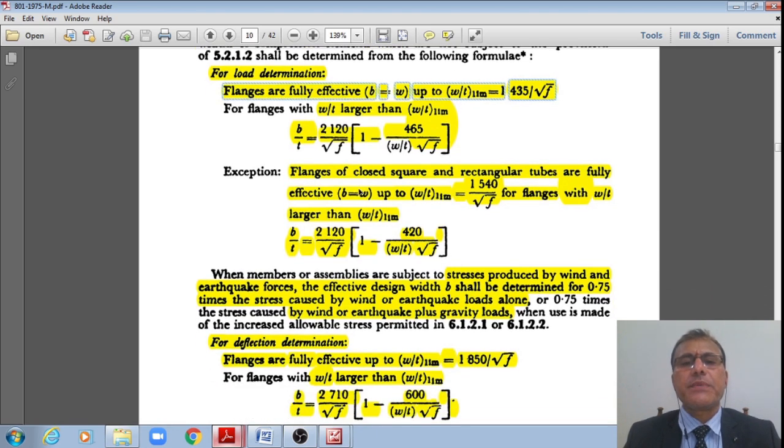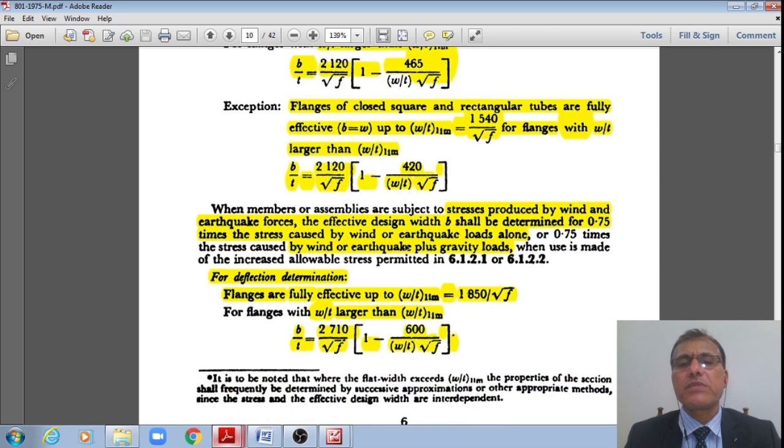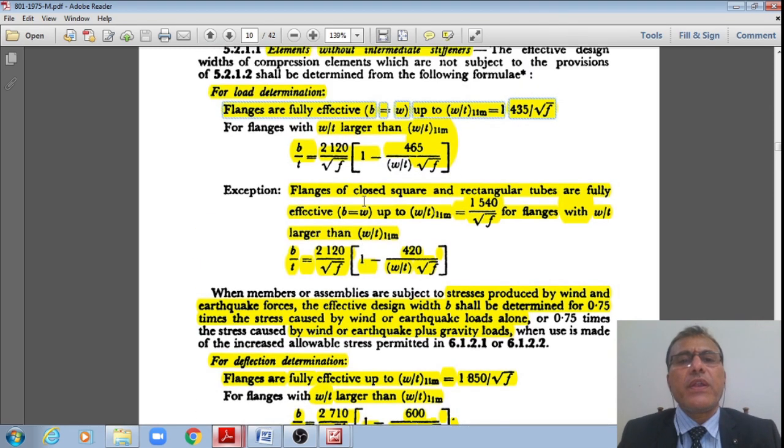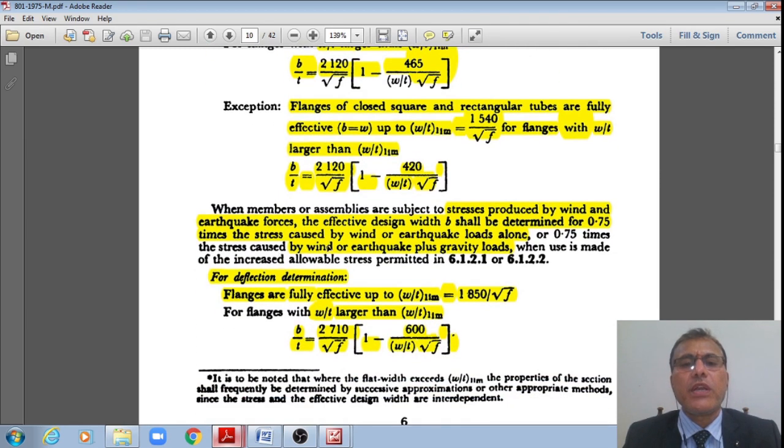Now, exception. Flanges of closed square or rectangular tubes are fully effective. B is equal to W up to W by T lim is equal to 1540 divided by square root of F. For flanges with W by T larger than W by T lim, then B by T is given by 2120 divided by square root of F, 1 minus 420 divided by W by T square root of F, right? This is how it is for load determination.